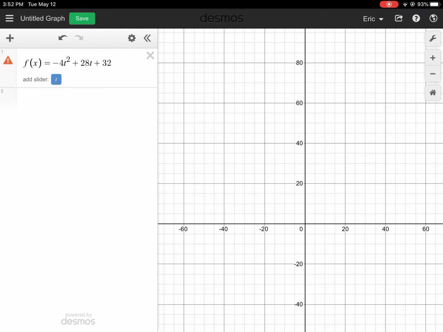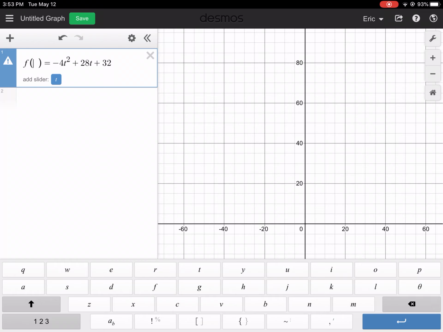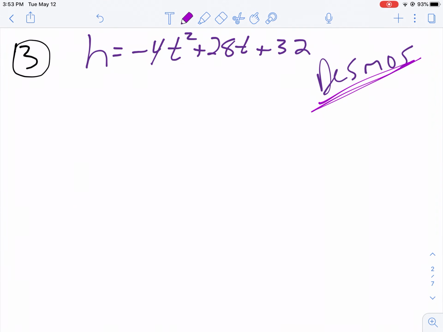Oh, too many variables, sorry. So that would just be f of t. Okay, so now f of t equals negative 4t squared plus 28t plus 32. Let me just double check and yeah, 28t. Okay, so that's the equation.